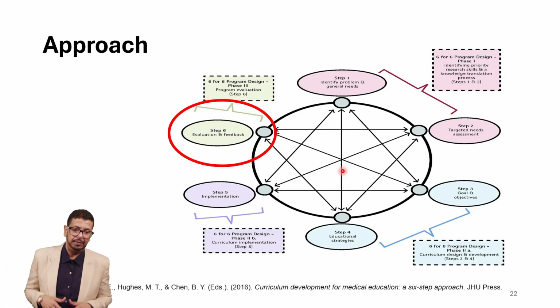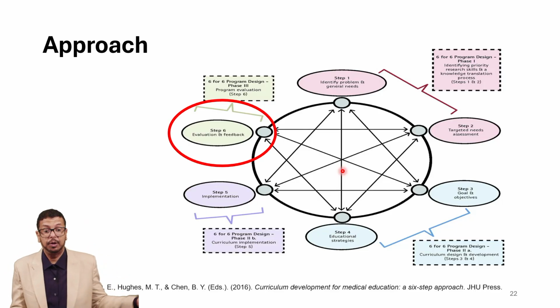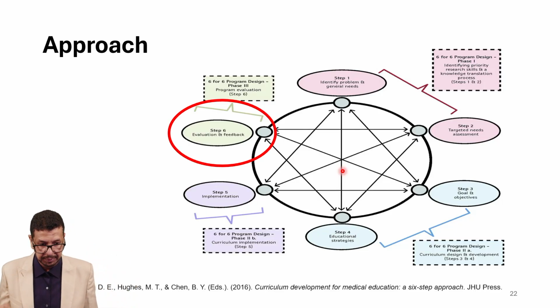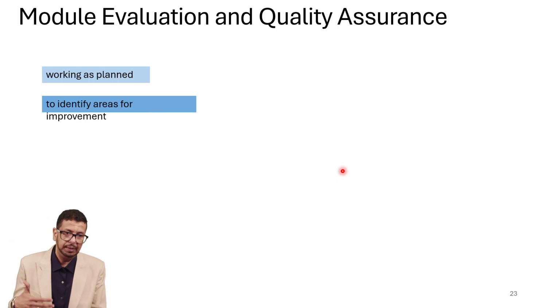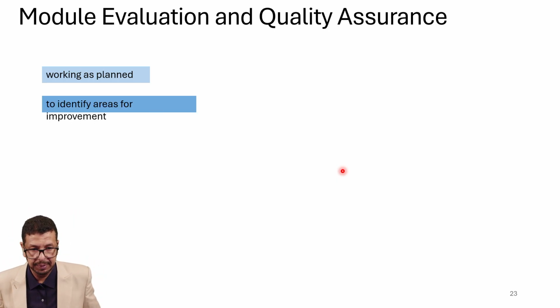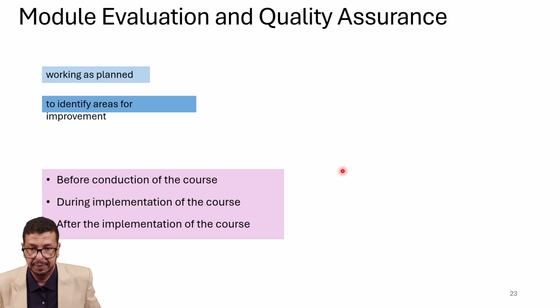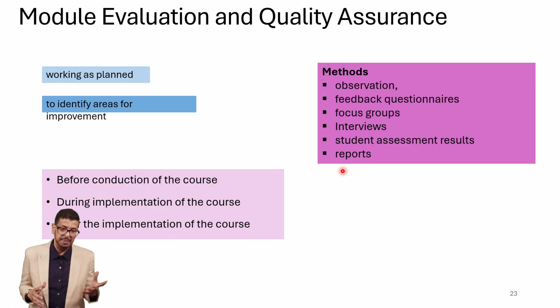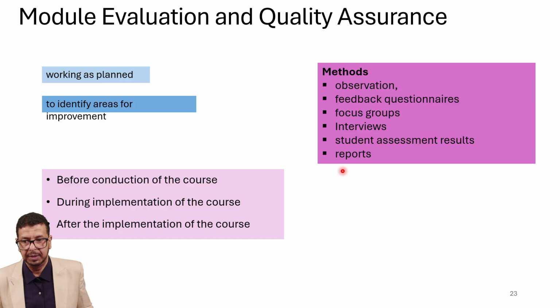Finally, for the evaluation and feedback, who should be included? The learners, the faculty members, the other stakeholders, and most important, the community should be considered. So we need to do quality assurance for the course or the curriculum to make sure it is working as planned and to identify areas for improvement. We should do it before the course, during the implementation, and at the end of the course, using various methods such as observation, questionnaire, focus group discussion, interview, assessment of student results, and reports.